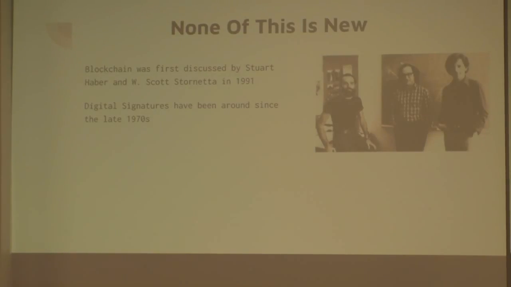Okay? So we have these four fundamental concepts, and the thing is that none of this is new. All of this has been around. Hashing has been around since the 60s at least. Digital signatures have been around since the late 70s, I believe. And the first ones to introduce that were three guys, Rivest, Shamir, and Adleman. That's the RSA. Blockchain was first discussed in the early 90s. So all this has been around.